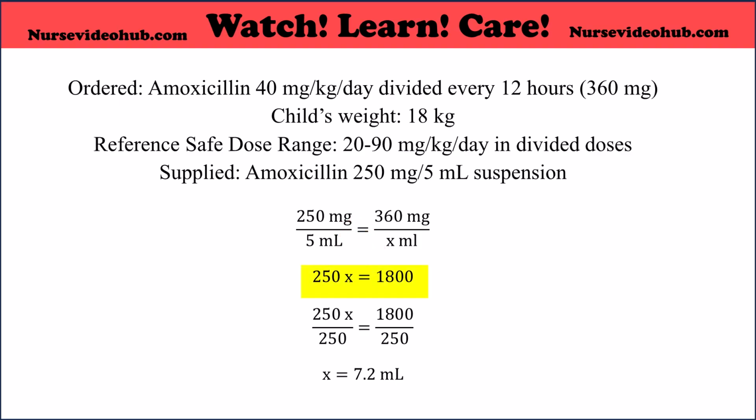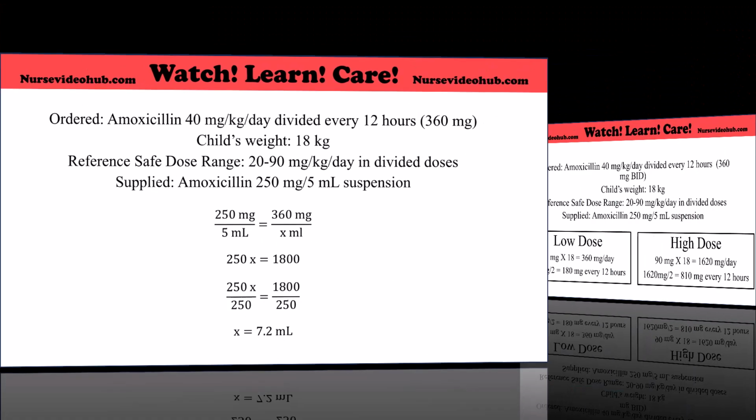That results in 250X equals 1800. Divide both sides by 250 to solve for X. X equals 7.2 milliliters. You would administer 7.2 milliliters of the amoxicillin oral suspension.